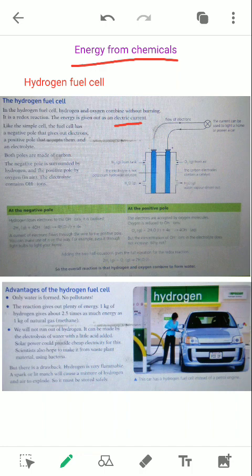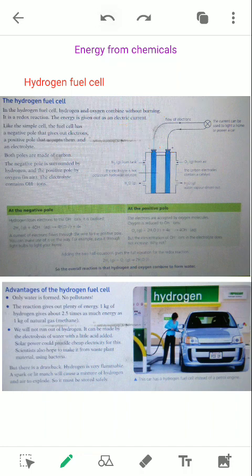Like all the other cells, it has a negative electrode and a positive electrode. So you can see all the details of this fuel cell here. This is the hydrogen fuel cell, and it contains all the ingredients, the electrodes, what it is made of, the electrolytes and everything. So you need to write this information as well as this diagram in your notebooks.